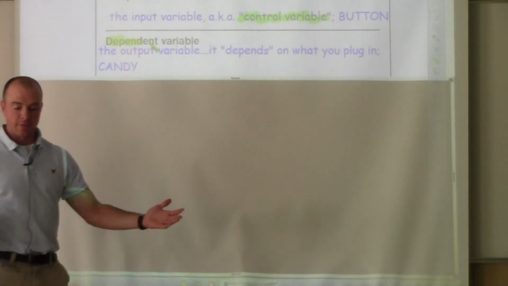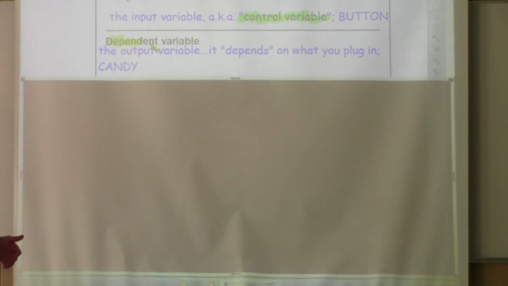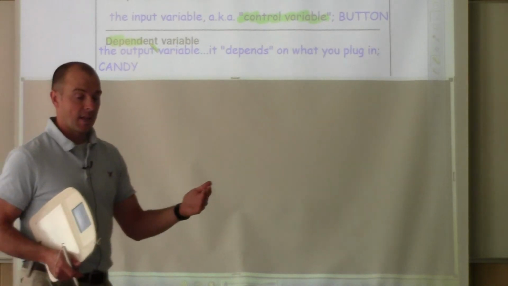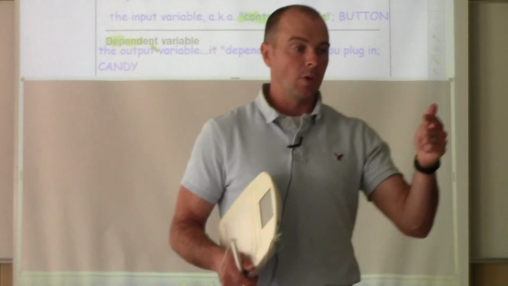And then dependent variable, you just look at that word depend, that's going to be your output variable because it depends on what you plug in. So again, this example of the vending machine would be the candy, because the candy that comes out depends on what button you push in.